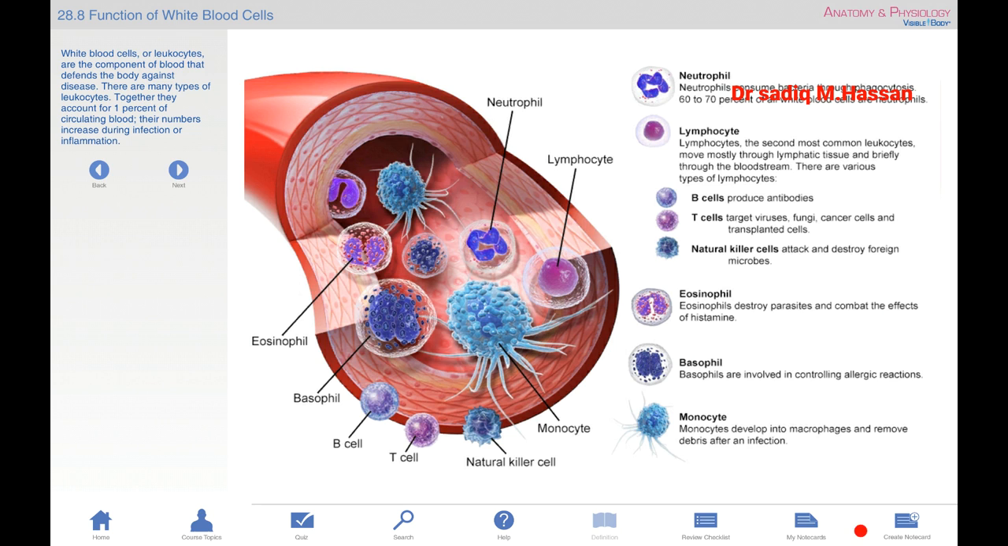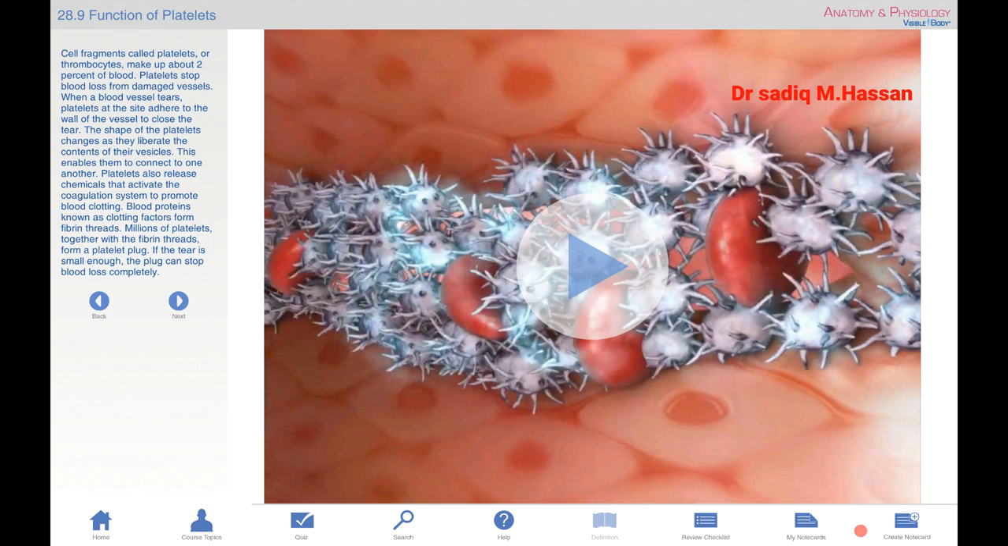The basophil, this one which is blue, is involved in controlling allergic reactions. And the last one is the monocyte. They develop into phagocytes and remove the debris after the infection. So, in general, this is what we are talking about. Now let us see the function of the platelets. Let's watch this video.